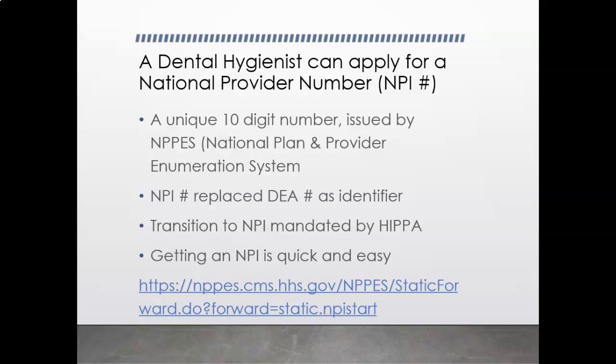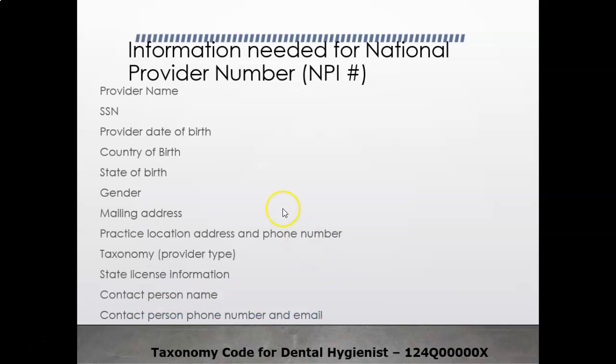However, a dental hygienist can apply for what's called a national provider number or an NPI number, and you all should do this after graduation. So the NPI number is a unique 10-digit number issued by the National Plan and Provider Enumeration System. The NPI number replaced the DEA number as identifier, and it's transitioned to NPI mandated by HIPAA. So it's really very important that all healthcare providers apply for their NPI number. It's very quick and easy. You just go to this site here. Let's see what we have on the next slide, and you just pop in your information.